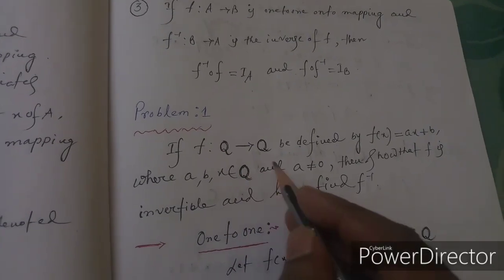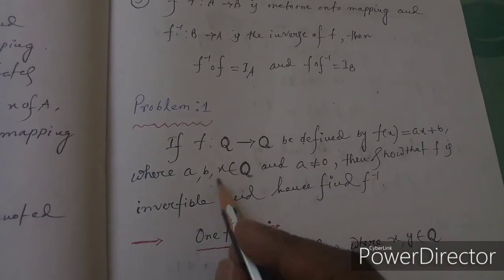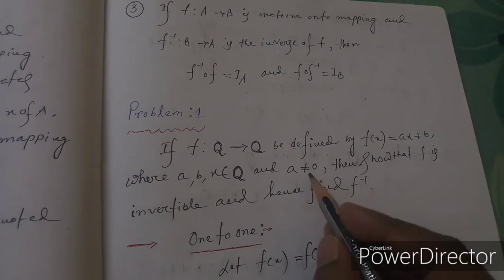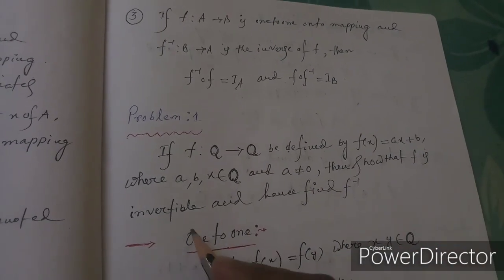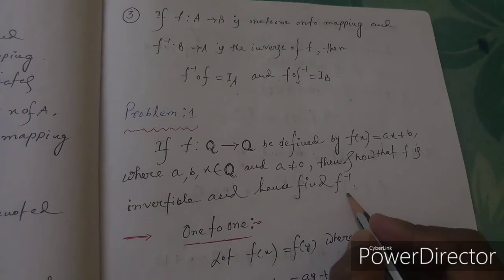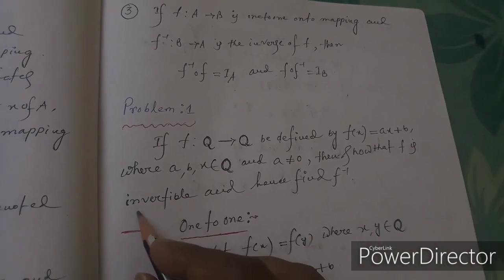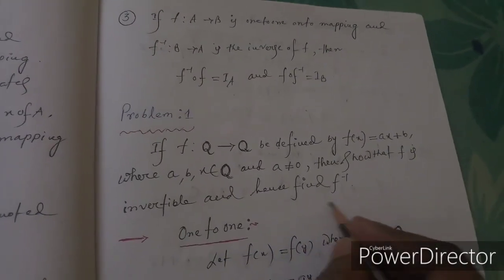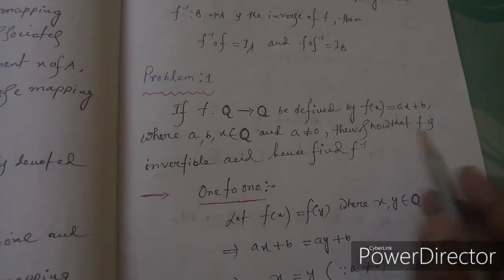Now the problem 1. If f from Q to Q is defined by f(x) equals ax plus b, where a, b, x belong to Q, that means rational numbers, and a not equal to 0, then show that f is invertible and hence find f inverse. First of all, you have to show that f inverse exists, or f is invertible, same word, and then find the f inverse.